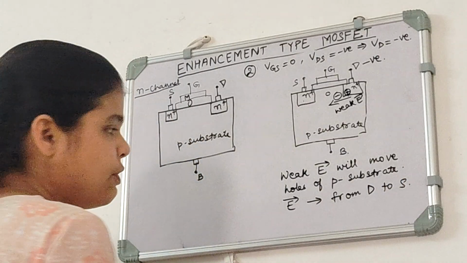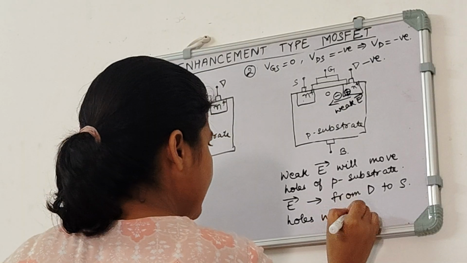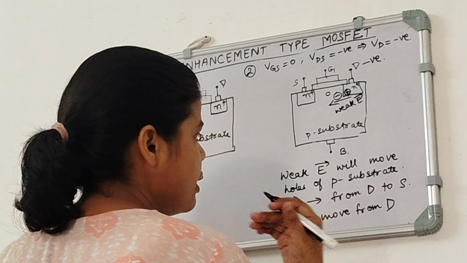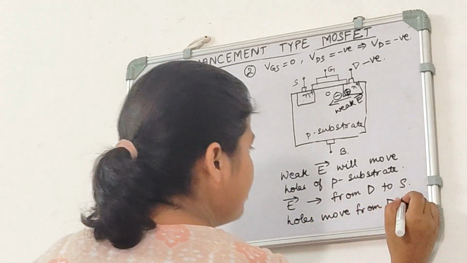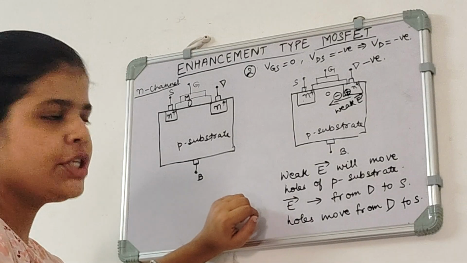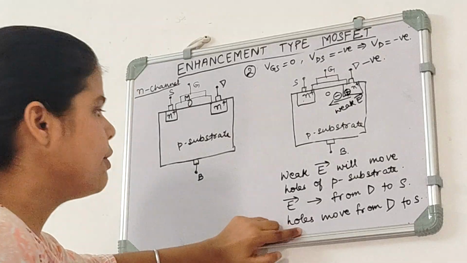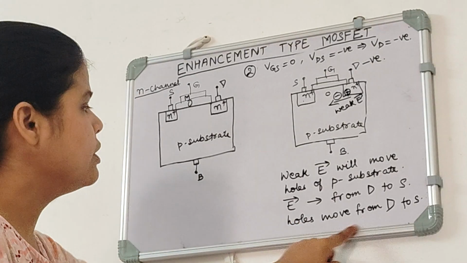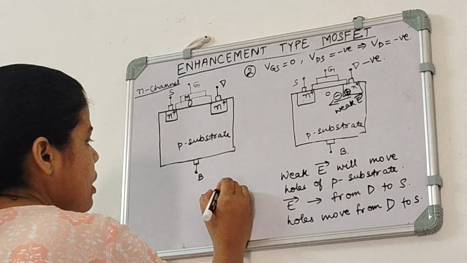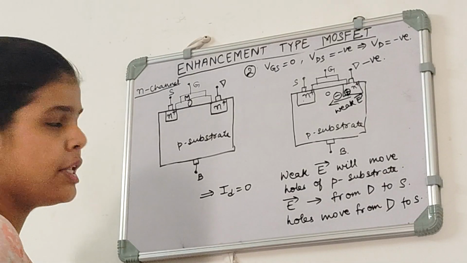So our holes will also move from drain to source, because we know that holes move in the direction same as that of electric field. And for the current to flow, we need our charge carriers to flow from source to drain. And here we can see that our holes move from drain to source. So it's just the opposite of what we want. Therefore, ID will be 0, because holes moving from drain to source is just useless.